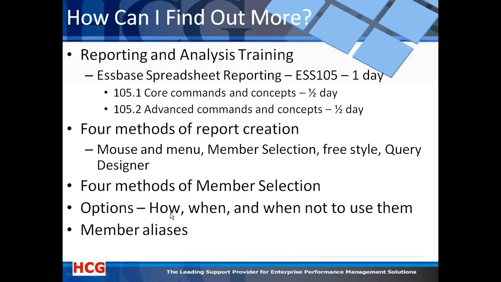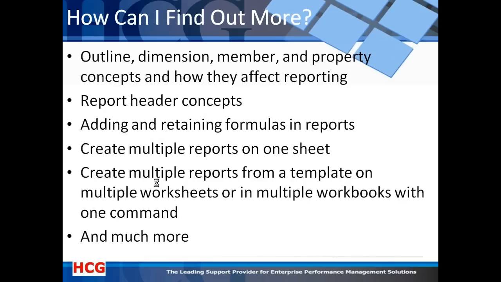You saw me change an option, but there are many options. How should I use them? When should I use them? When shouldn't I use them? There are things called member aliases that you should know about. When I talked about understanding the database, you should really understand what is called the database outline, the dimensions within that outline, the members within those dimensions, and the properties of those members. Those properties come into play in many different areas and affect the reporting and what you see and whether you can understand those or not.